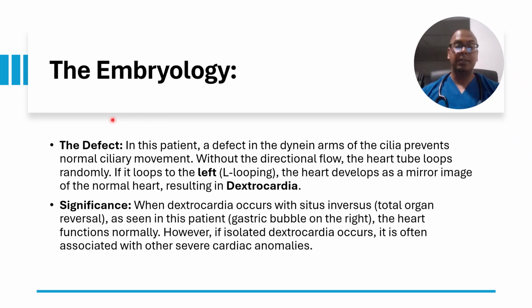All right, so now let's look at what goes abnormal, resulting in dextrocardia. In this patient, a defect in the dynein arms of the cilia prevents normal ciliary motion. Without the directional flow, the heart tube loops randomly. If it loops to the left, which is also known as L-looping, the heart develops as a mirror image of the normal heart, and that results in dextrocardia. And you'll see this visually shortly.